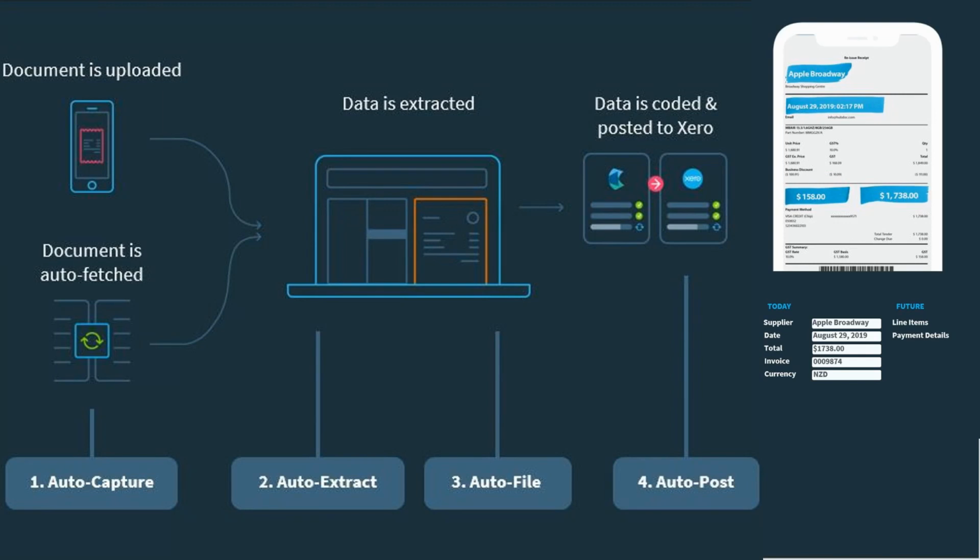Hubdoc provides you with the tools to quickly and easily upload documents via mobile devices, computers, emails, or even scanner, and then automatically capturing the key data. This includes the supplier's name, date, invoice number, GST, and the amount. And then it matches to the corresponding transaction in the Xero bank feed for a one-click reconciliation when the transaction is paid.